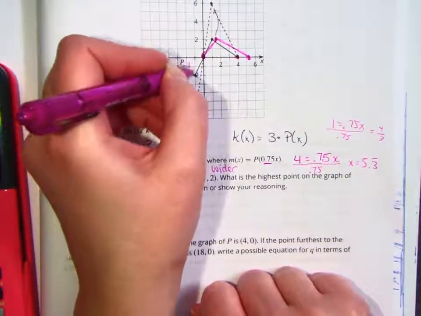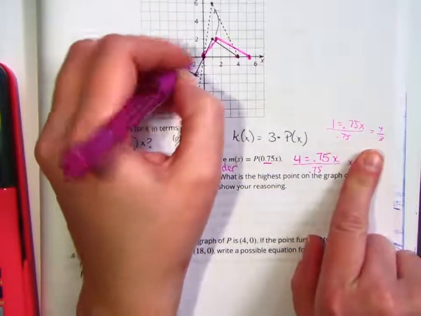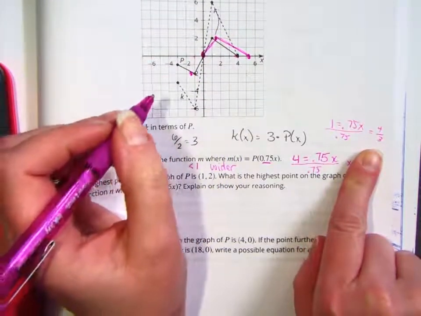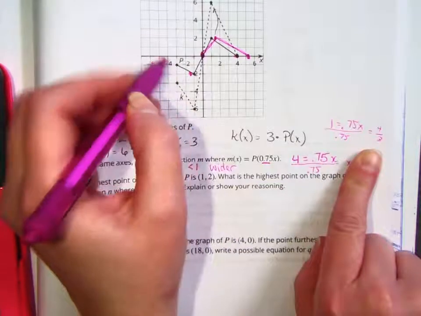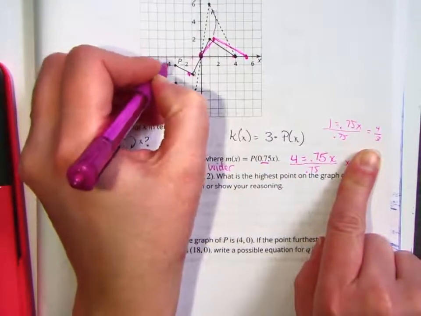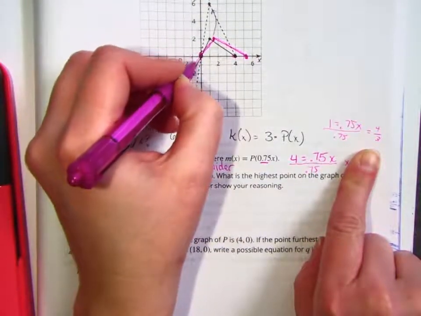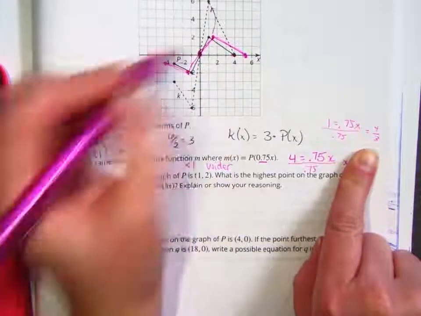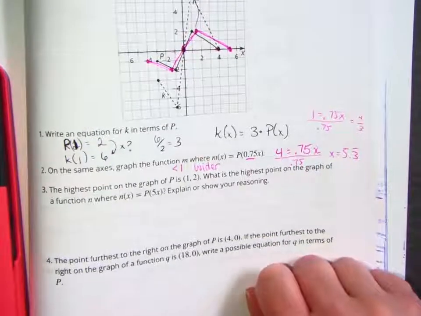What was happening at -1 is now happening at -1.3. What was happening at -3 is now happening at -4. So there's our new graph in pink.